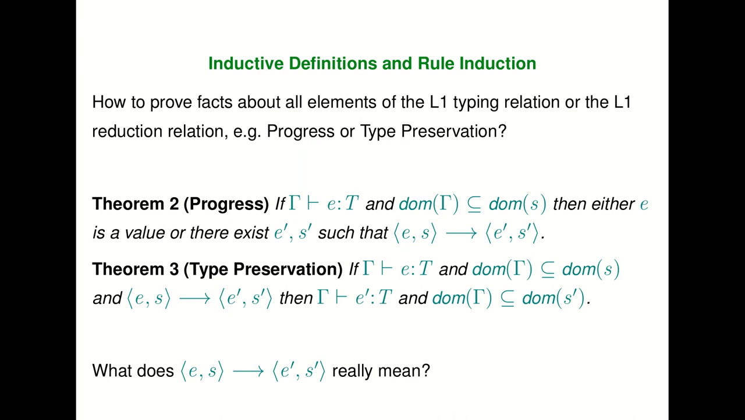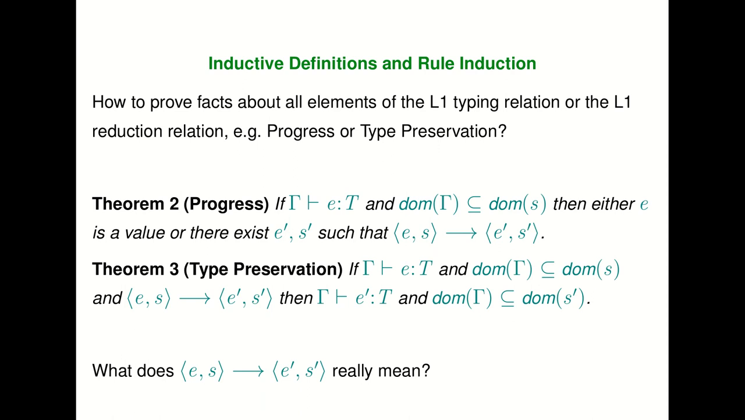In the previous lecture, we started talking about inductive proofs, and we saw how structural induction worked and how it was related to regular mathematical induction. And in this lecture, we're going to talk some more about inductive definitions and also how you can formulate the principle of rule induction to talk about proving things about relations that are defined by systems of rules. So, for instance, if we want to prove facts about the L1 typing relation or the L1 reduction relation, so if we wanted to prove progress or type preservation, how would we do that?